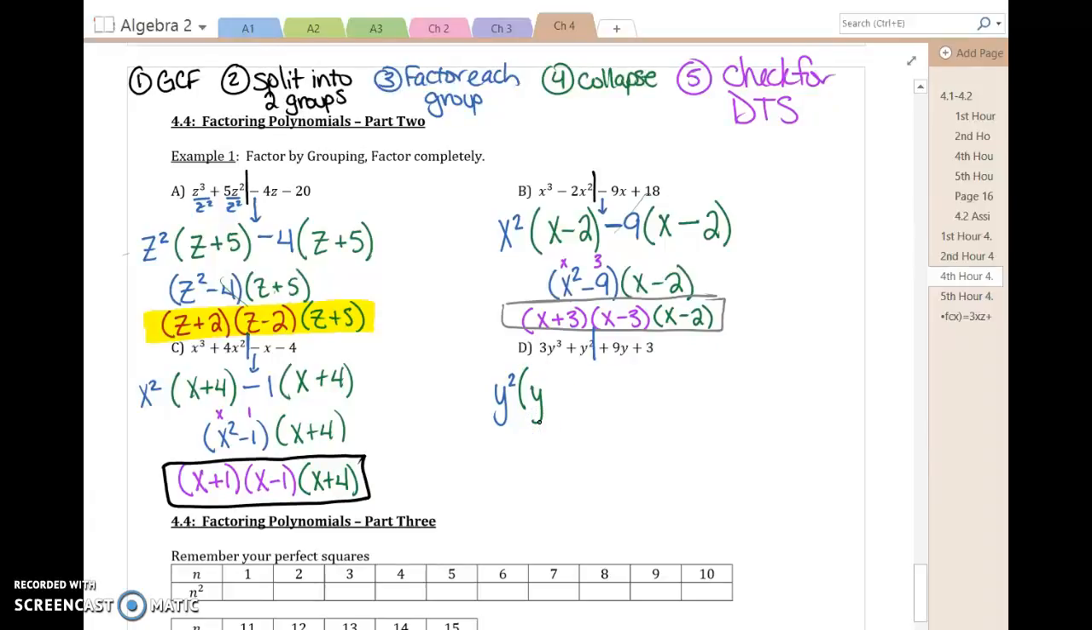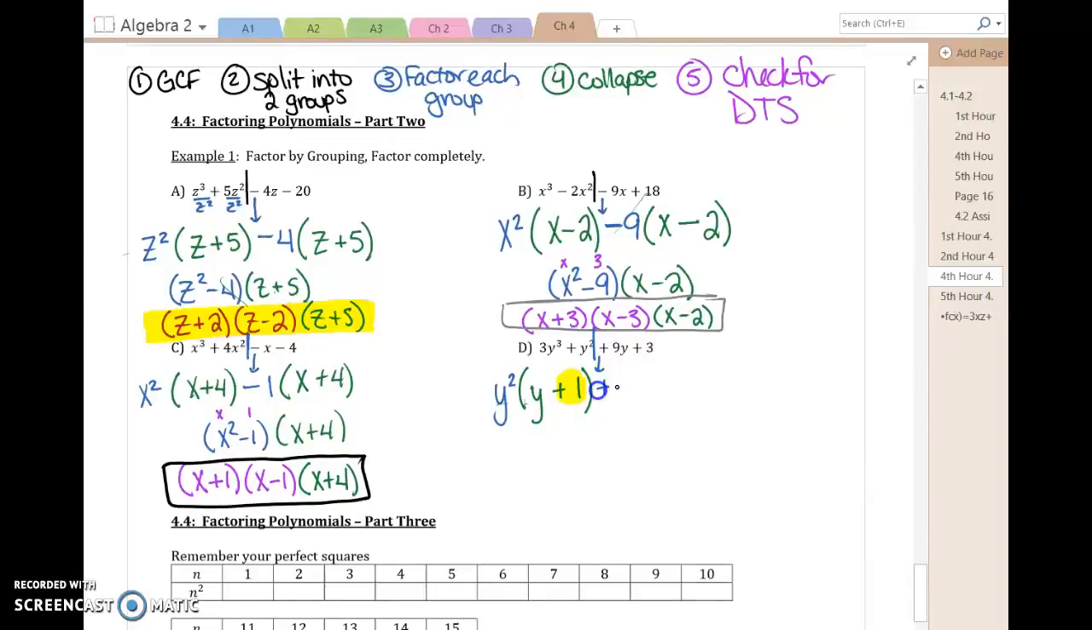What is y squared divided by y squared? 1. A lot of people forget to put this term in there. You cannot let a term disappear. So remember that you could re-multiply this out to get what you started with. Y squared times y is 3y to the third. Y squared times 1 is y squared. That 1 has to be there as a placeholder. The next set, we drop the plus down.